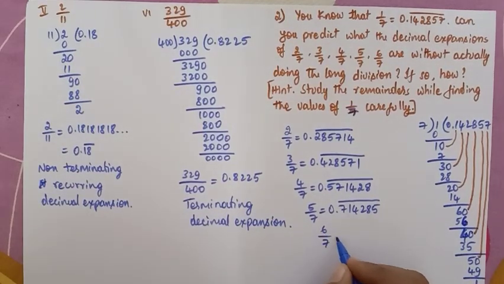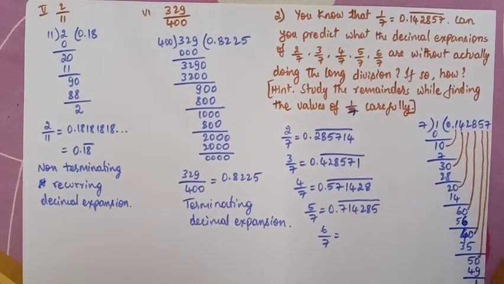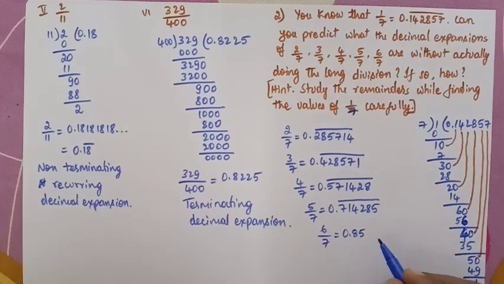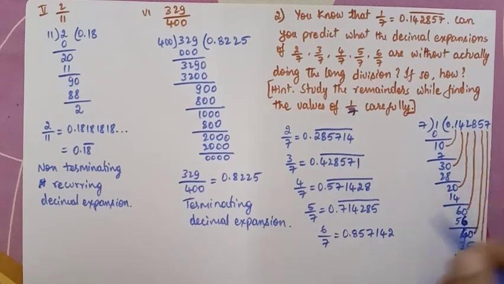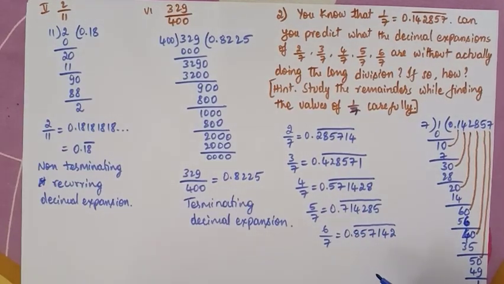What about 6 by 7? Where is 6? Here it is, 6. For 6, 7 8s are 56. Likewise it continues. Yes, right. First digit will be 8. Next is 5. The remainder will be 4. So 35. And then 5 will be the remainder for 49. Likewise 8 5 7 1 4 2, 8 5 7 1 4 2. Likewise this terminating recurring decimal expansion goes on.